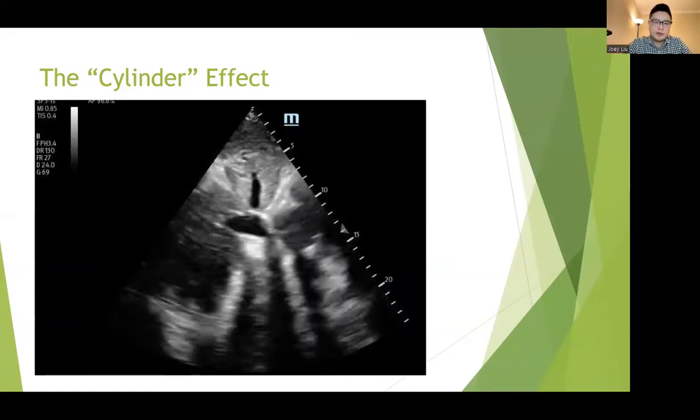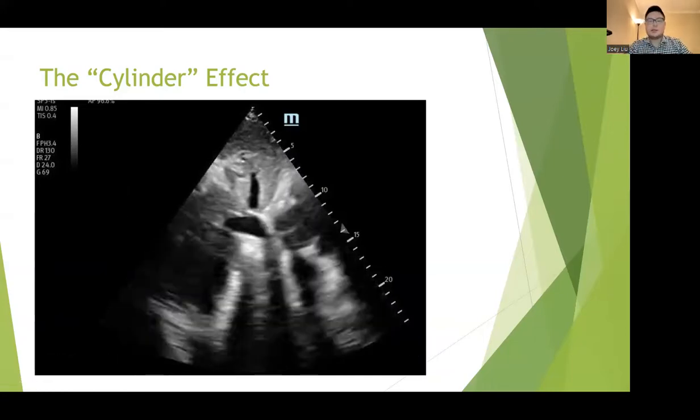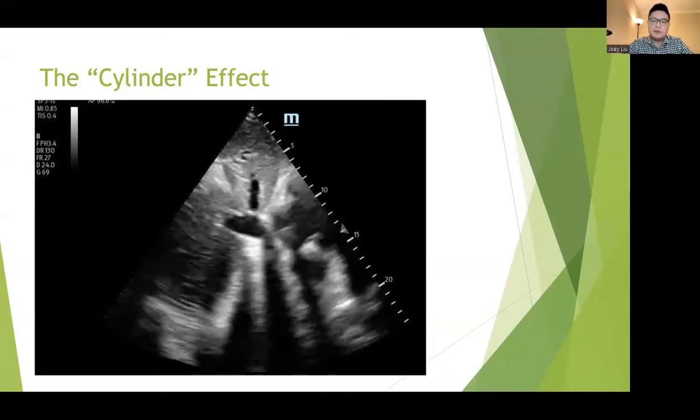Ideally, we want to see a longer trajectory of the IVC, knowing that we have a pretty good slice to the cylinder, not falling off with each respiration.